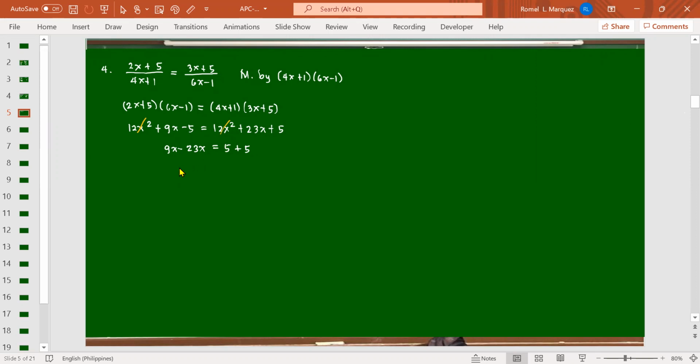So this is what? 9 minus 23. What is 9 minus 23? So that is negative 14x, right? What about on the right side? 10. Am I right, guys? This is, by the way, I think I got a mistake here. So let me repeat this. There is a mistake.